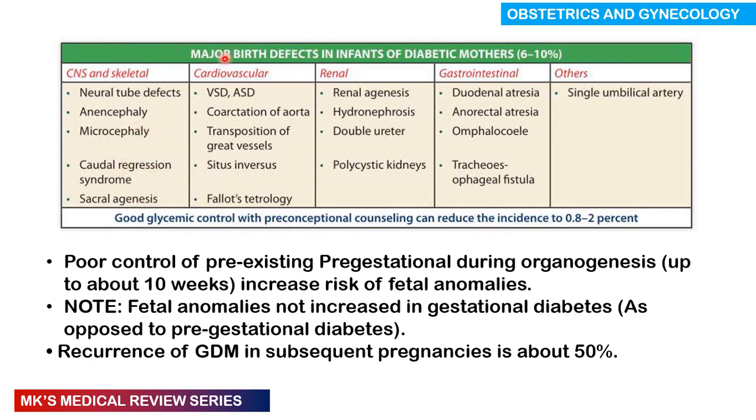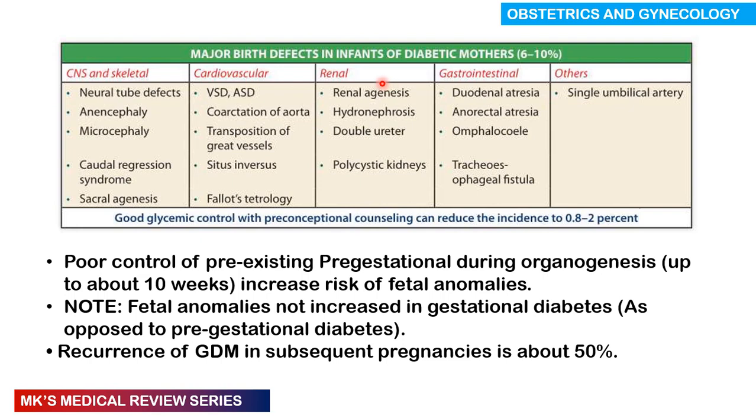In the cardiovascular system, you may have VSDs, ASDs, coarctation of the aorta, transposition of the great vessels, situs inversus, where most of the organs are switched, like the left side is now on the right side and the right side is on the left side. A tetralogy of Fallot. On the GIT, you may have duodenal atresia, anorectal atresia, omphalocele, tracheoesophageal fistulas.